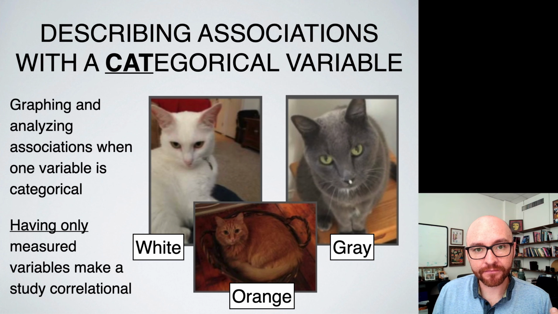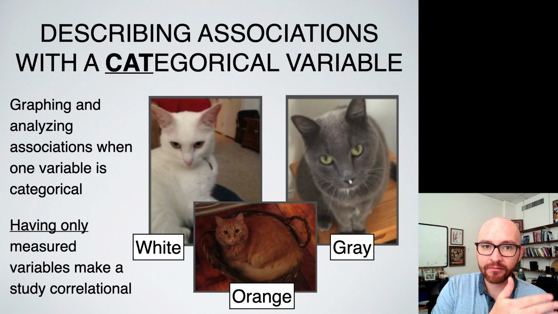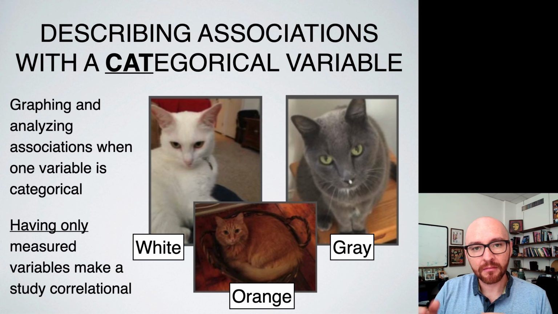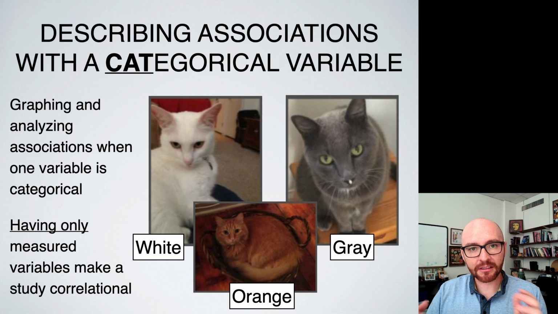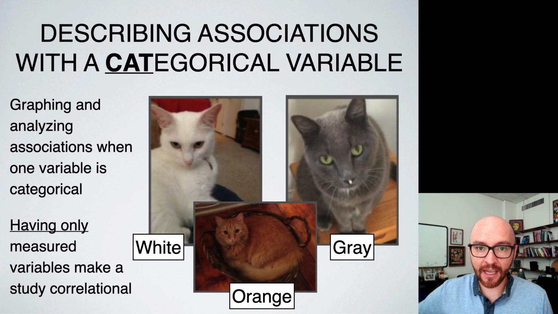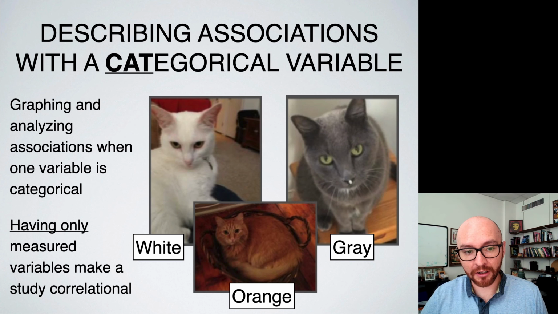Something like income could be quantitative if you have them list, from $0 to $200,000 a year. What's your income? That's quantitative. But you can make it categorical if you create categories instead. For example, what is your income? Low income, middle class, high income. Those are categories. So now that's a categorical variable.